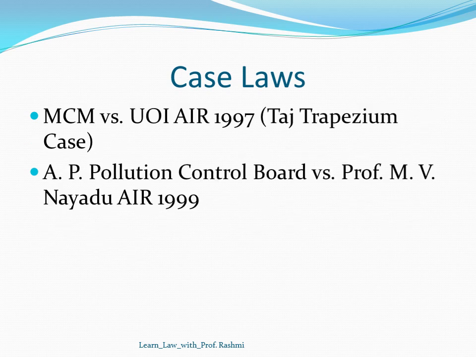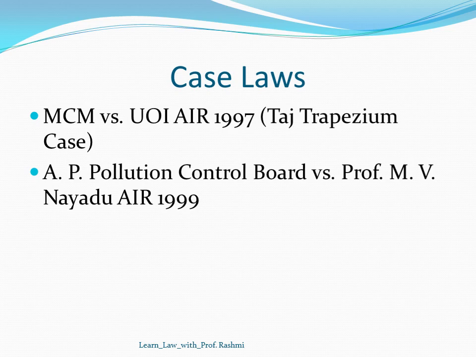Moving further, the next important case is MC Mehta versus Union of India, 1997. It is also popularly known as the Taj Trapezium case. In this case, expert studies proved that the emissions made by industries using coke or coal as fuel were producing such pollutants in the Taj Trapezium zone that they were damaging the environment, and the effects were seen on the Taj Mahal, that is, yellowing of the Taj Mahal was taking place.